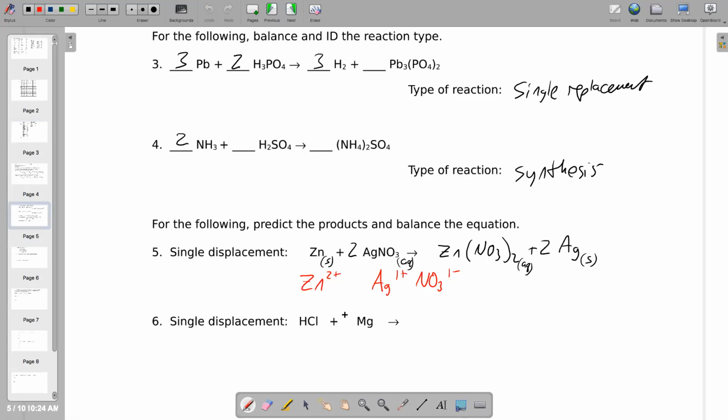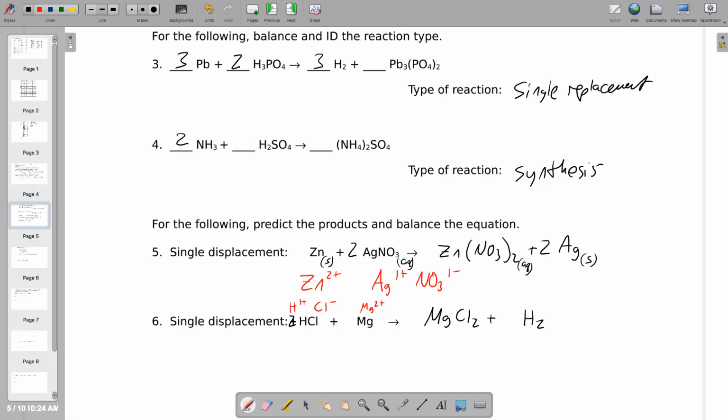So the magnesium will replace the hydrogen. Magnesium has a charge of 2+. Hydrogen has a charge of 1+. Chlorine has a charge of 1-. So it's going to be magnesium goes with chloride. That's going to be MgCl2. And then the hydrogens go all by themselves, but hydrogen, you know, is diatomic, so that's H2. So you're going to need a 2 in front of the HCl.